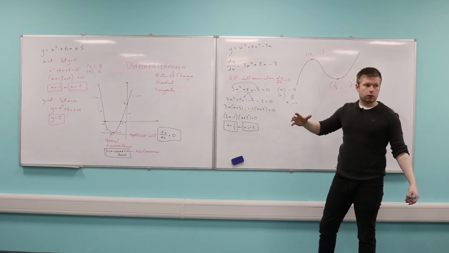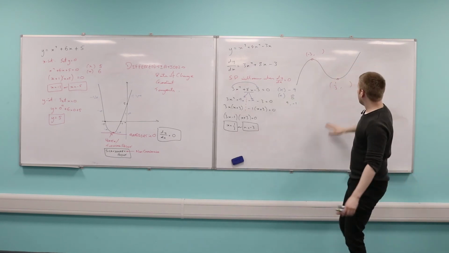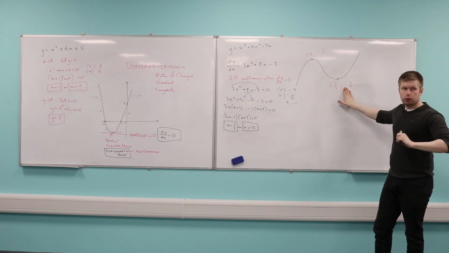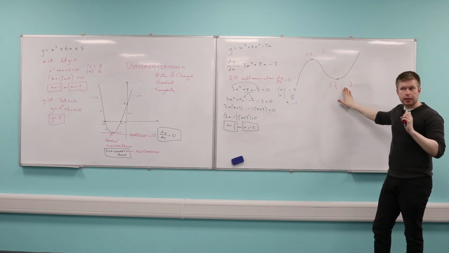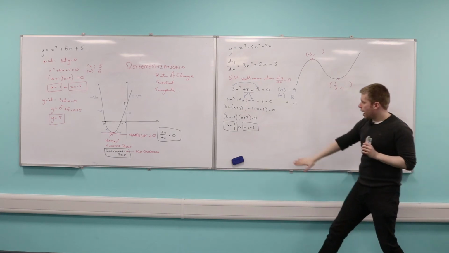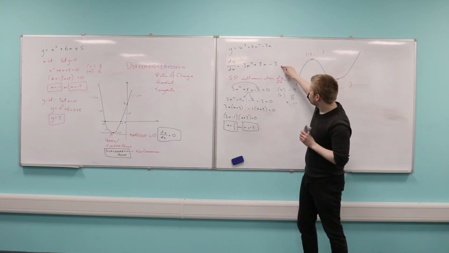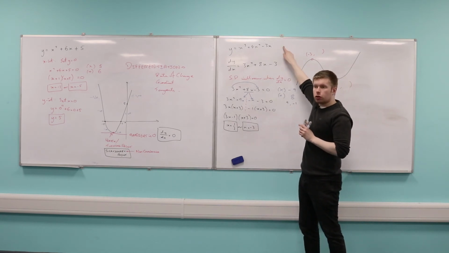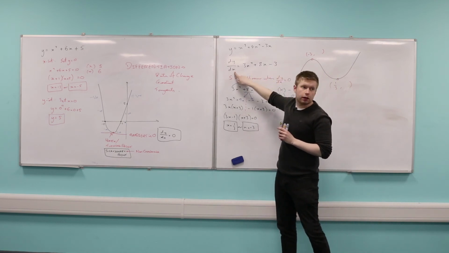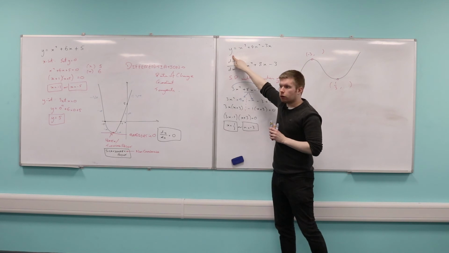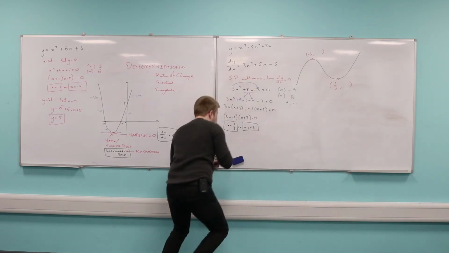So if they ask for the stationary points, I must have an x and a y. But that's not too difficult, is it? Once I've got my x, I can find my y by putting it back in the equation. What equation? There's two, remember, this one and this one. Yeah, the original one, because remember, this one gives you the gradient. This one says, give me an x, and I'll give you your y. Alright, let's do this.